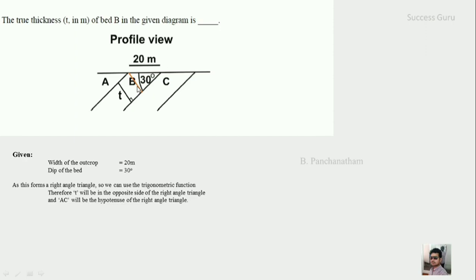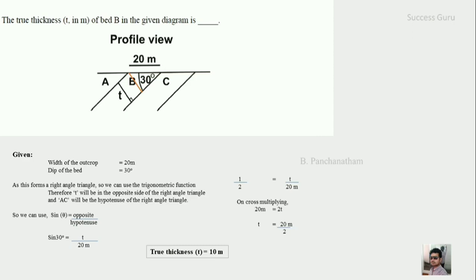And in trigonometry, if you remember, sine theta is equal to opposite by hypotenuse. The opposite side is the thickness of the formation, and the hypotenuse we know is 20 meters. And we know sine 30 is 1 by 2. So 1 by 2 equals t by 20. Just by cross multiplying, we get 20 meters equal to 2t. To get t, we divide 20 by 2. So the answer will be 10 meters, and that is the thickness of the formation. So we found the true thickness just with the width of the outcrop and the dip of the formation.